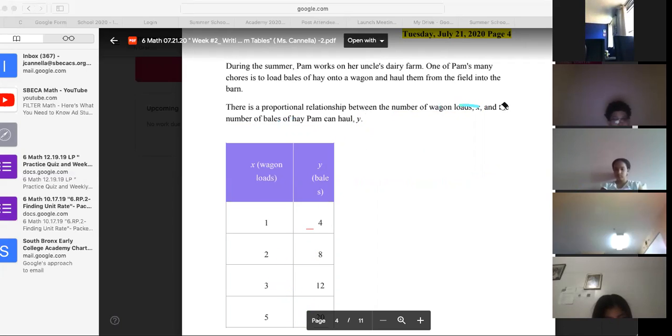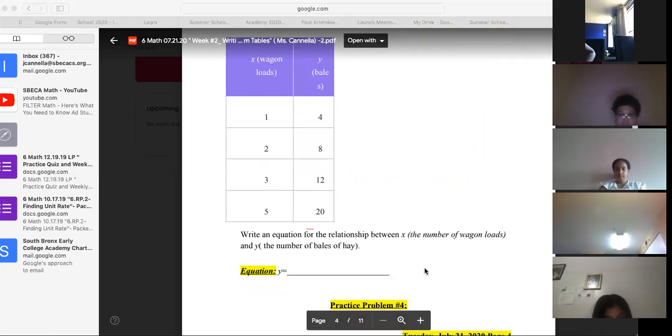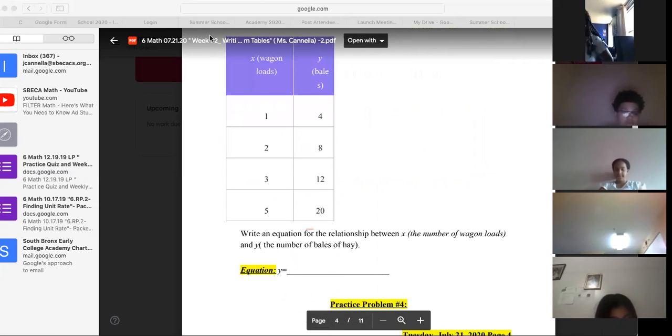We already demonstrated y. So now let me show you more. So here we go. Remember, 1 times 4 is 4, 2 times 4 is 8, 3 times 4 is 12, and 5 times 4 is 20. So the equation that we have to write would be what, Amanda? The equation would be 4x. Good.